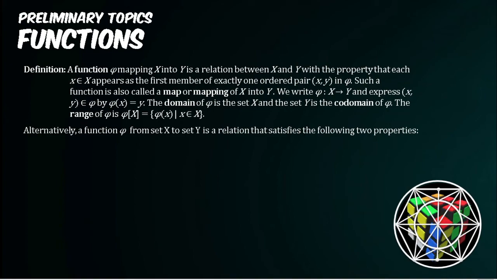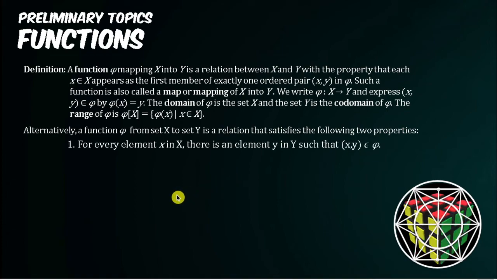My purpose of putting this one is perhaps you might understand the definition better in some of the definitions of other authors. A function phi from set x to y is a relation that satisfies the following two properties. It's itemized. First, for every element x in set x, there is an element y in set y such that the ordered pair xy is an element of phi.